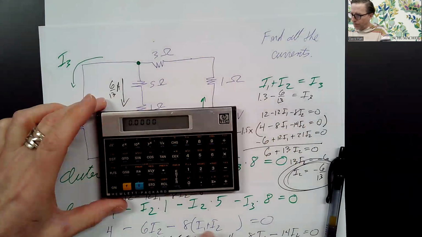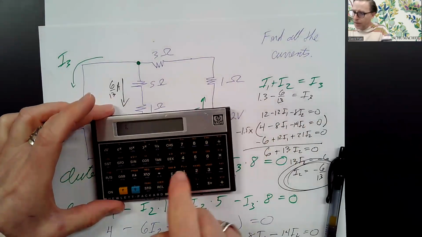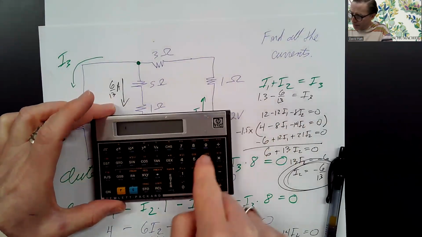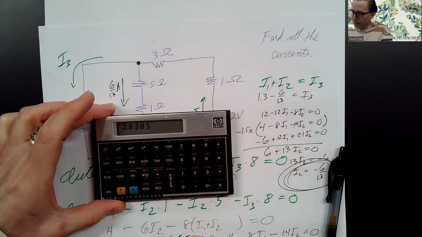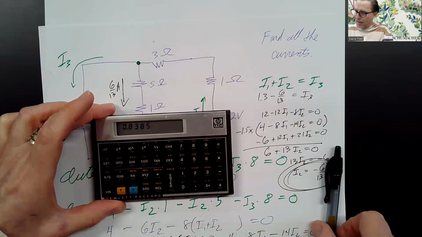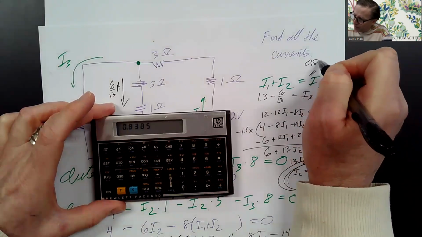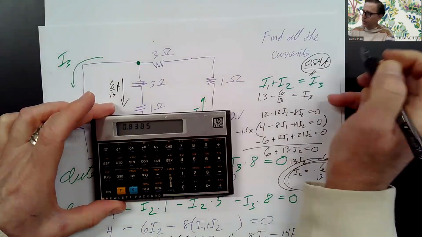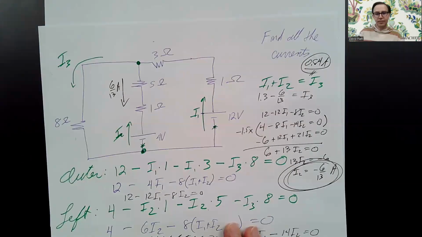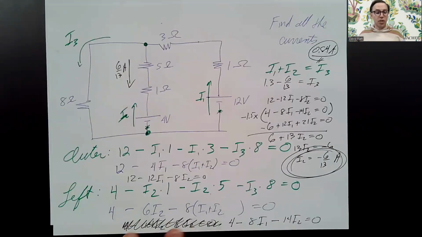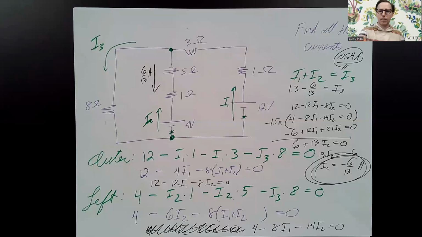So I've got the 1.3, and I'm going to subtract 6/13, and I get 0.84. I3, 0.84 amps. Ta-da! So we've used the junction rule and the loop rule to solve this problem. One tiny moment. Let me press pause.